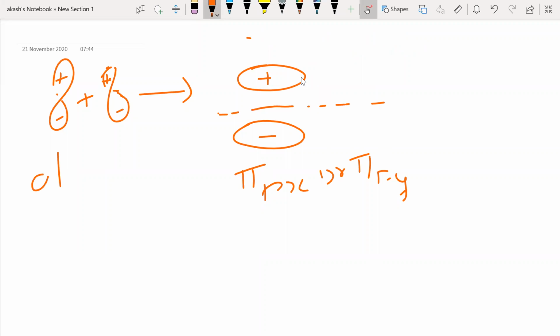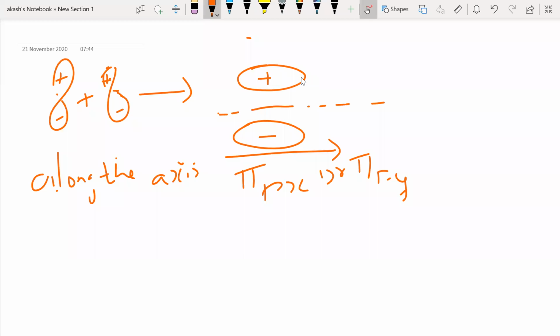Okay, so write it here. It's along the axis, the internuclear axis. Obviously, this is the internuclear axis. So I can see the nodal plane is parallel to or along the internuclear axis. That's the difference between your anti-bonding sigma and your pi bonding.